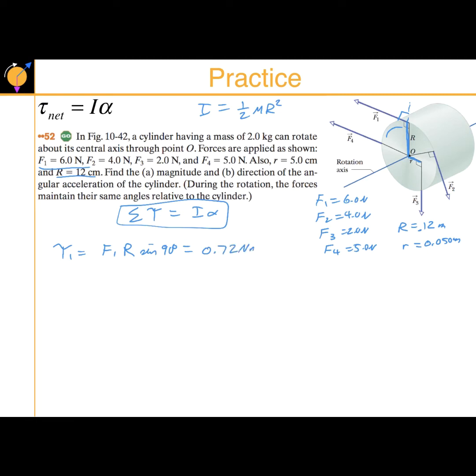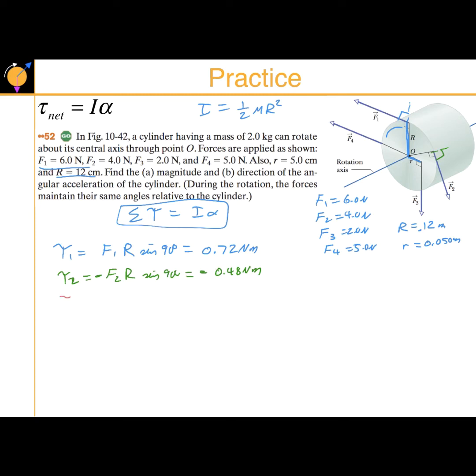So when I plug in my values here, I get 0.72 Newton meters. Now, torque 2 is F2, and torque 2, you'll notice, is also a distance r away. It's also an angle of 90 degrees, right? This angle here is 90 degrees. And so when I plug in all the numbers, this time though, F2 is trying to rotate it clockwise, so that'll be negative. So it ends up being negative 0.48 Newton meters.